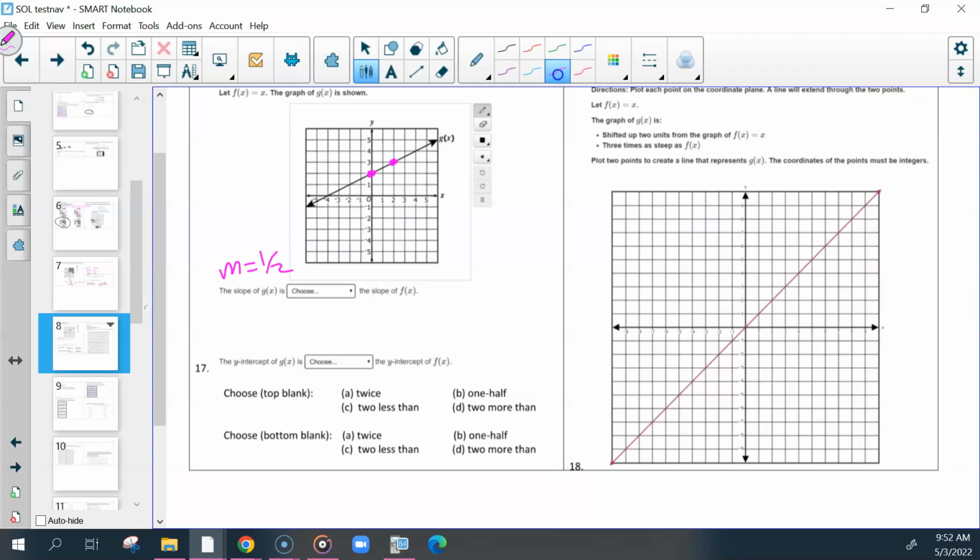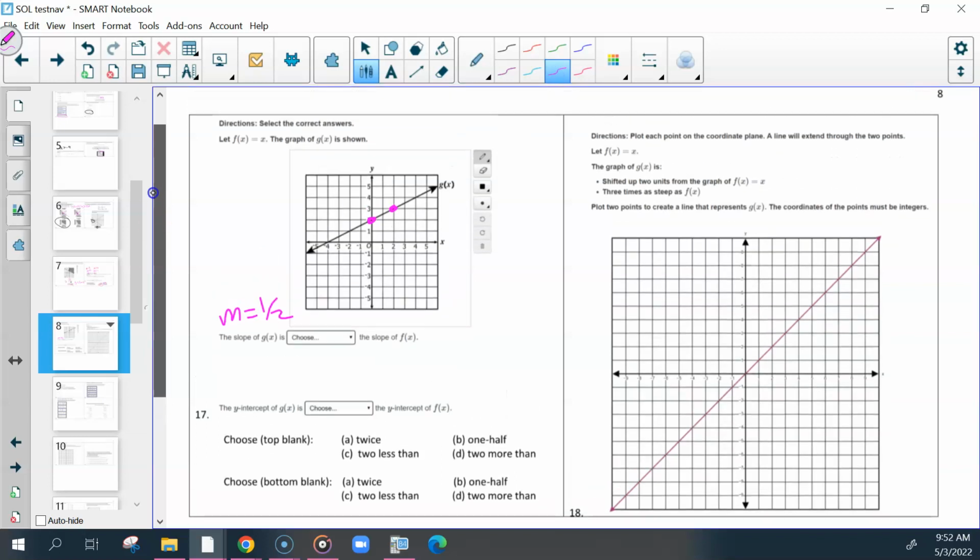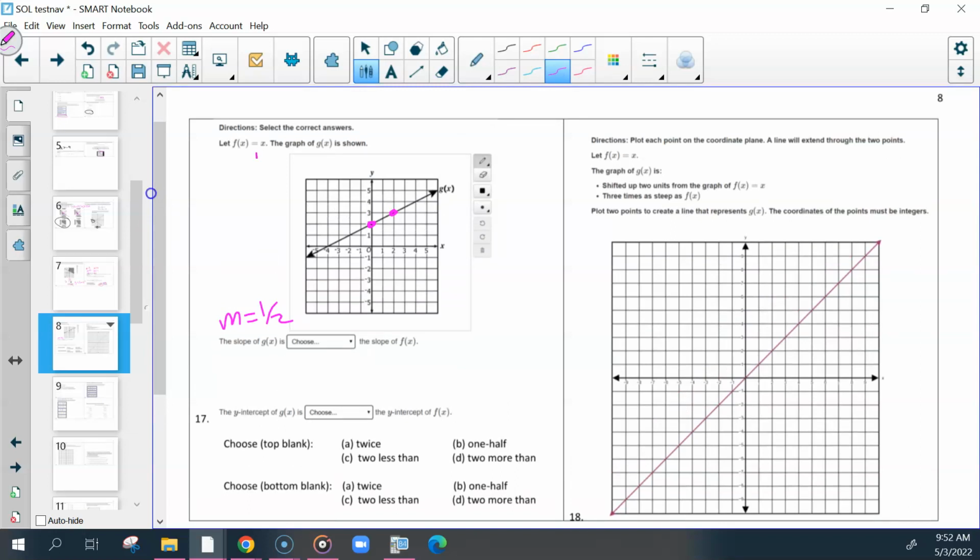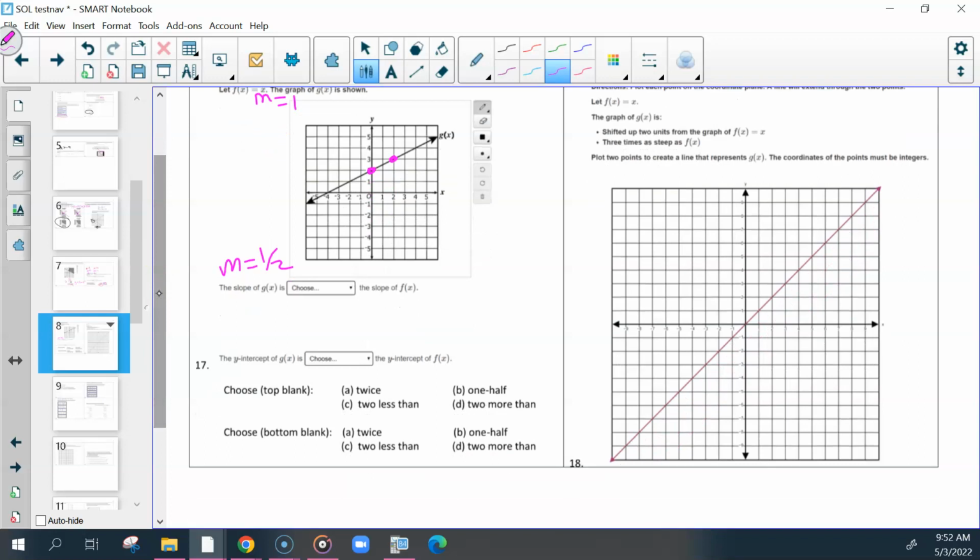So is this greater than the slope of the first or less? Greater. Should be less because the slope of this one is 1. So we get 1/2. But our answer choices, it wouldn't be twice. It wouldn't be less than or more than because that's reserved for shifts. But we could say it's 1/2 of the slope.